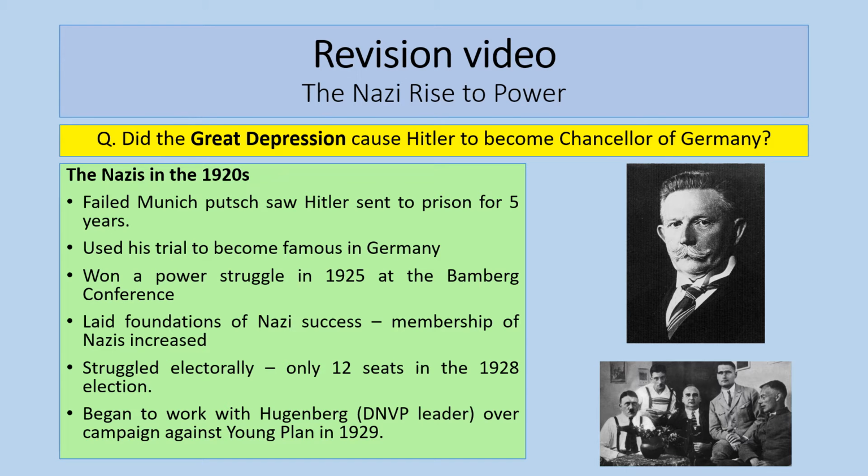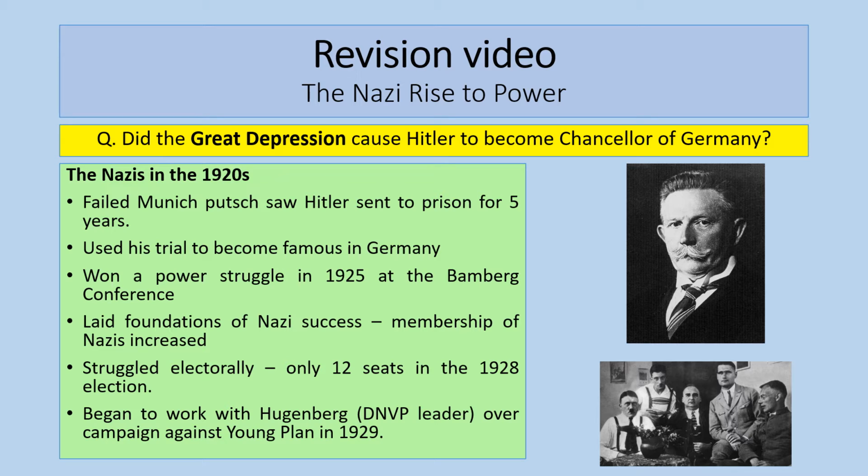So we know about the Nazis in the 1920s, but we know also that the Nazis built some of their foundations in the 1920s. Quite a lot of the key strategies that the Nazis used, realising the importance of propaganda, the importance of public speaking. The Hitler Youth groups were established in the 1920s, but they were struggling.